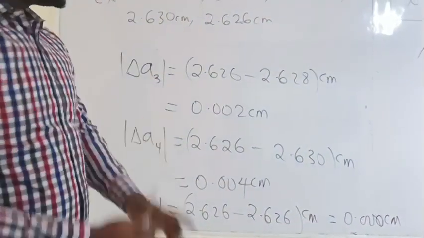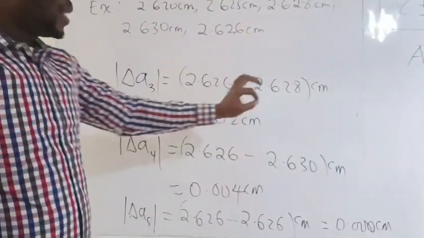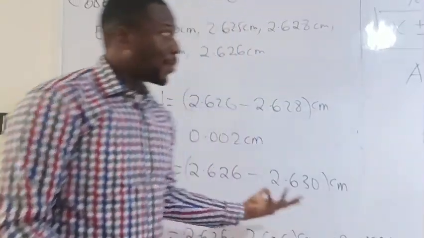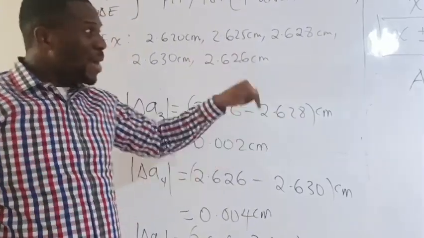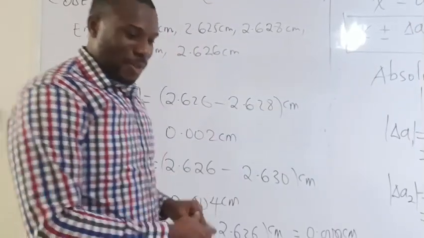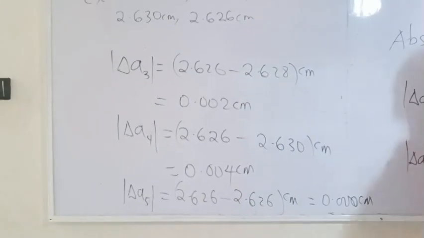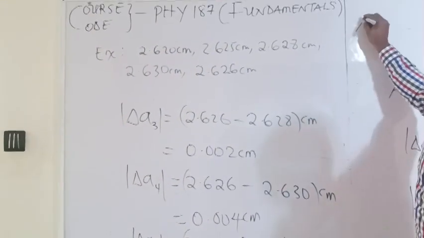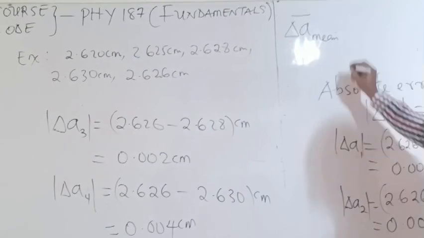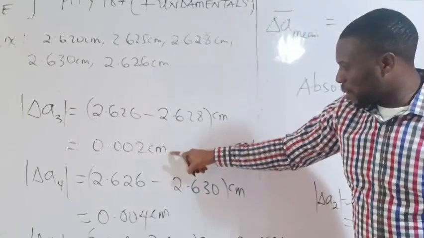Now the mean of each of these absolute errors is simply the sum of the absolute errors divided by the number of values, which is just 5. That mean is what I would report. The mean absolute error is the error I would report alongside the mean value I got from the measured values. So we proceed from here. The mean absolute error would be this term plus this term plus this term plus this term plus this.